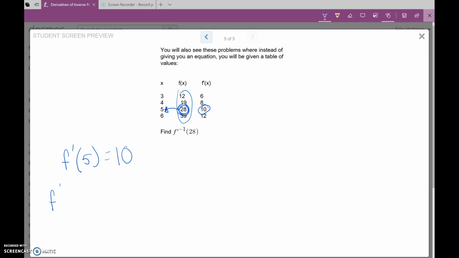So f inverse prime of 28 is going to be 1/10. So you just look for the output value. The input into the inverse is going to be the output of the original function. So you look in the f(x) column, you see what f prime is at that point, and then you take the reciprocal.